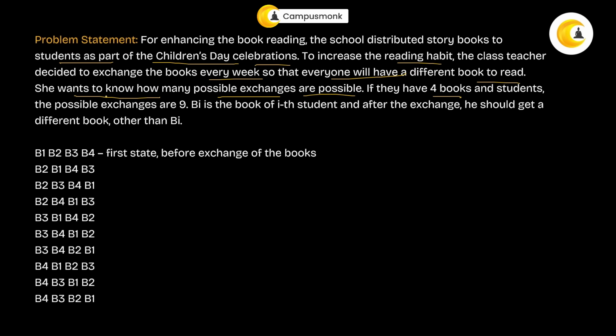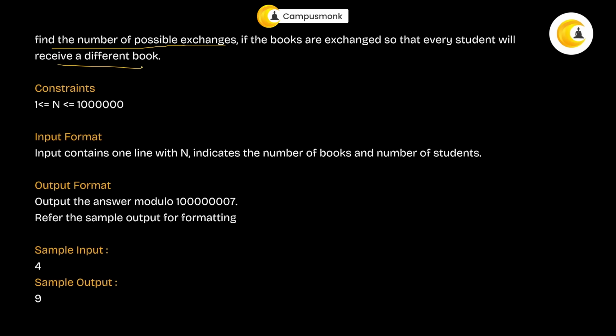B of I is the book of the ith student. After exchange, he should get a different book other than B of I. So B1, B2, B3, B4 is the first state before the exchange, and these are the exchange states that we have. What you need to do is find the number of possible exchanges if the books are exchanged so that every student will receive a different book.